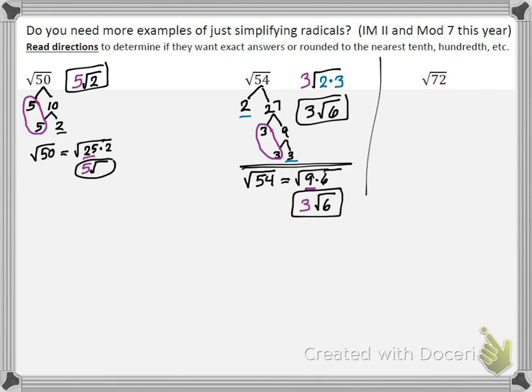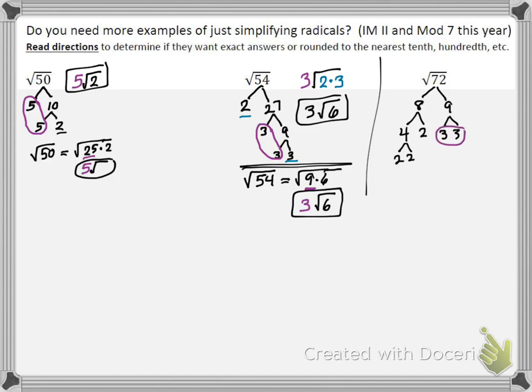Square root of 72. I can start with anything that goes into it. Most of us see 8 times 9 as our first choice. Neither one of those is prime, but that's okay. We don't need it. We can just go 8 times 9. 9 goes down to 3 and 3. 8 goes down to 2 and 4. But the 4 can split again. I'm looking now for pairs.